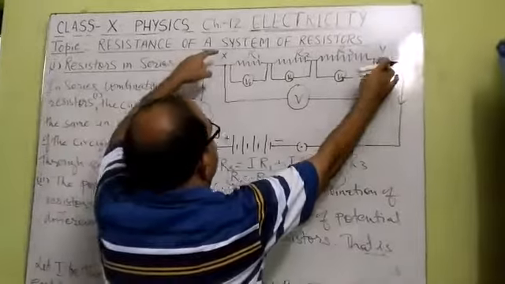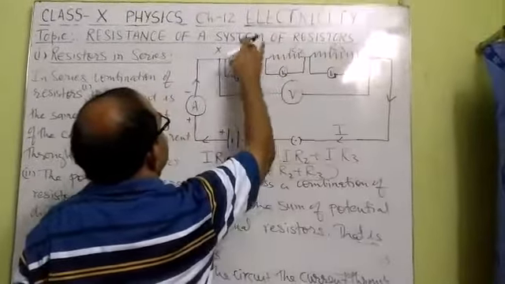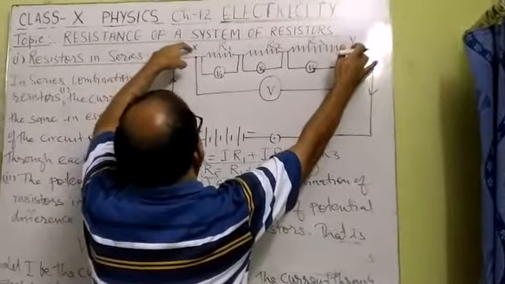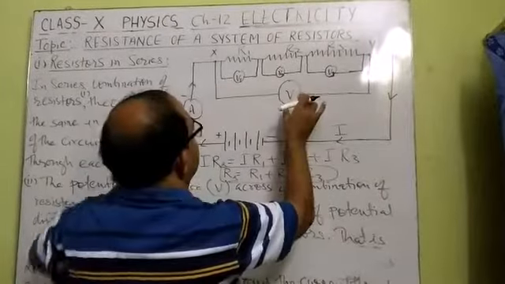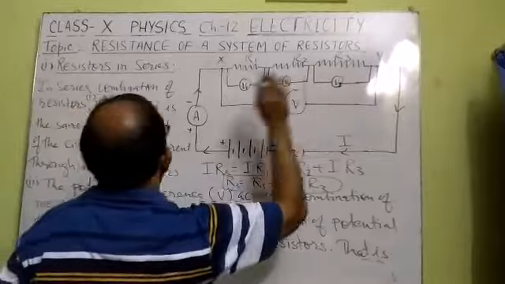But for finding the total potential difference across the whole combination, we have to connect one more voltmeter across the end points of the whole combination, which shows the potential difference V. And the individual potential differences are V1, V2 and V3.